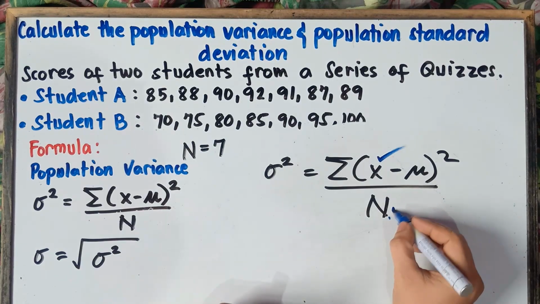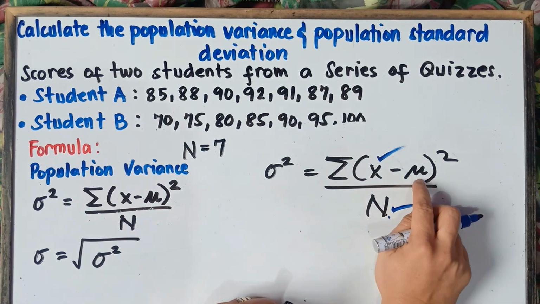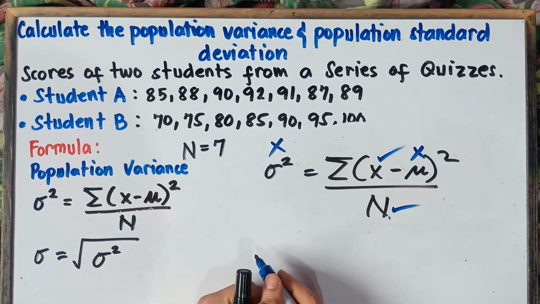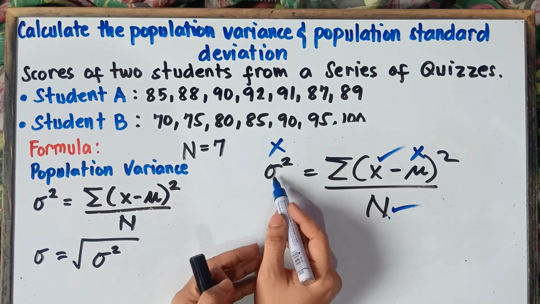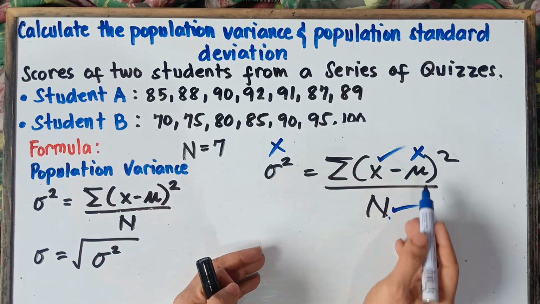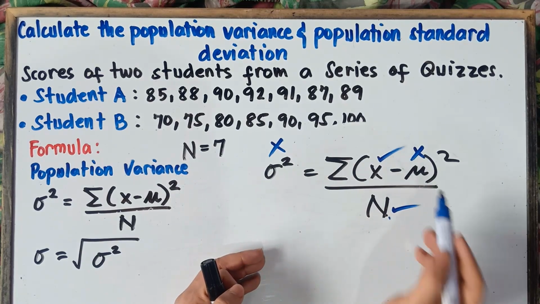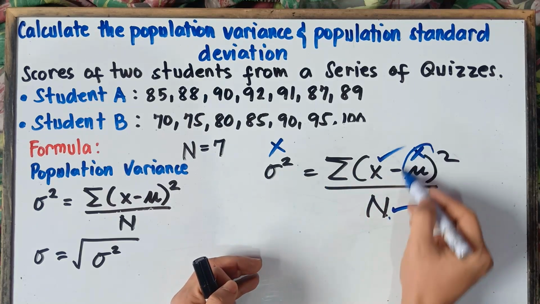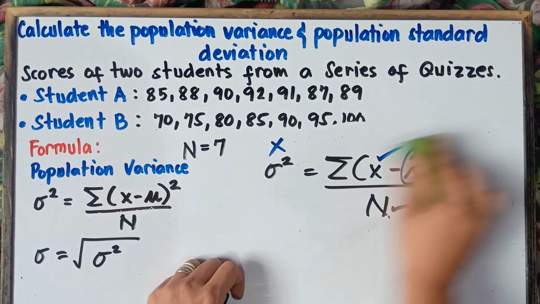Yup, we have n. But we don't have the population mean. Therefore, class, we cannot solve for the population variance directly. We need to get the population mean first before we can solve for the population variance. Now, how will you get the population mean?